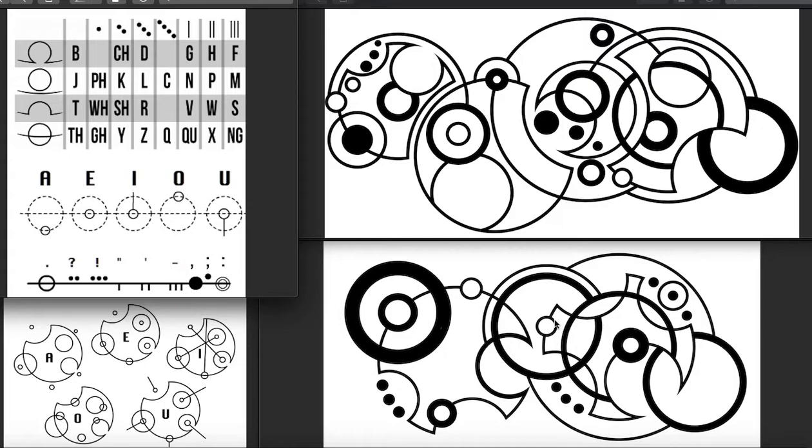So that is a V, E, shallow divot, 3 dots, R. So F-O-R-E-V-E-R. Together forever. And here's our next little design.